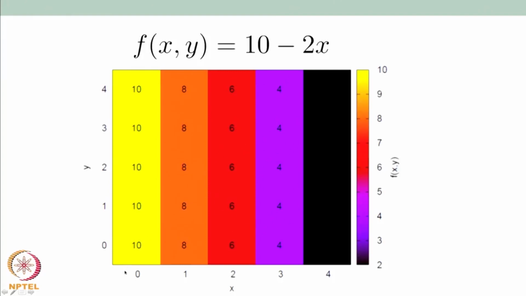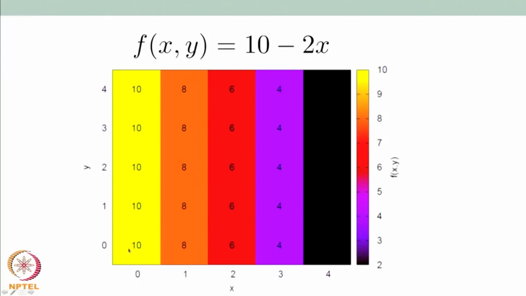Now let us look at this. When x is 0, 10 minus 0 is 10, so the value is 10 independent of y. Whatever the y value, when y is 0, it is 10. When y is 1, it is 10. When y is 2, 3, 4, it is 10. So the yellow color is like a stripe which is independent of the y value.